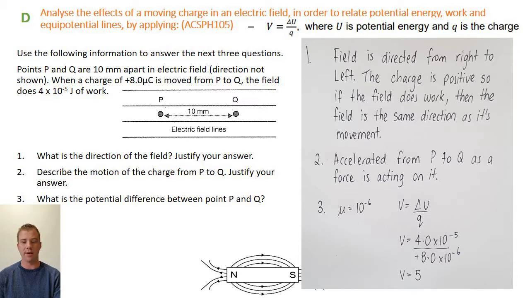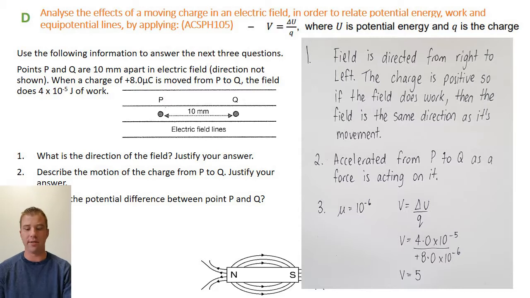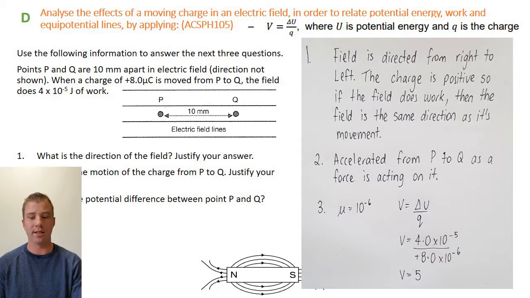Now, what is the potential difference? You just use V equals U over Q. V equals 4.0 times 10 to the negative 5 divided by positive 8 times 10 to the negative 6, and your voltage is just 5. It's pretty simple. This is very easy compared to my previous video on 4C, which looked at 3 equations. This is just 1 equation. We'll knock this off easily in a lesson in class.